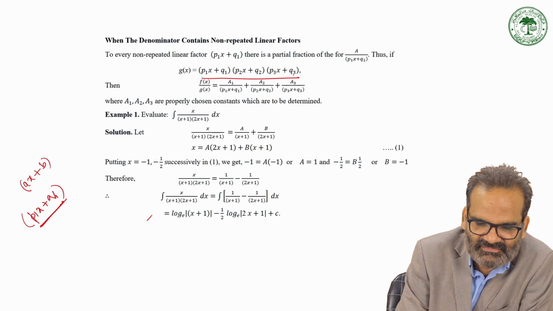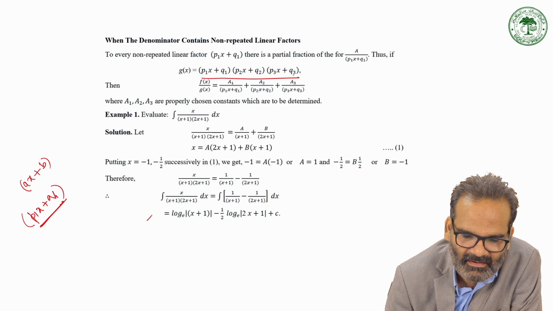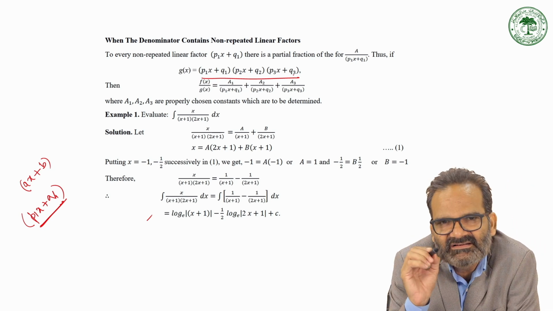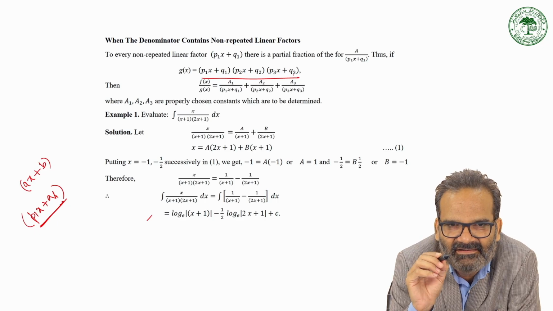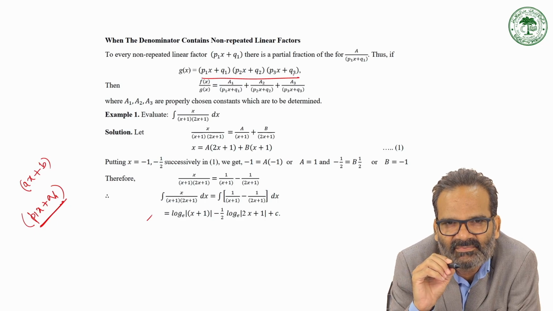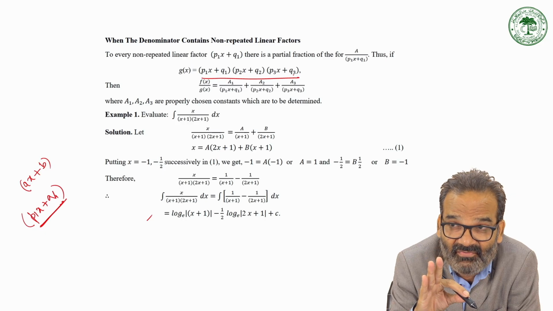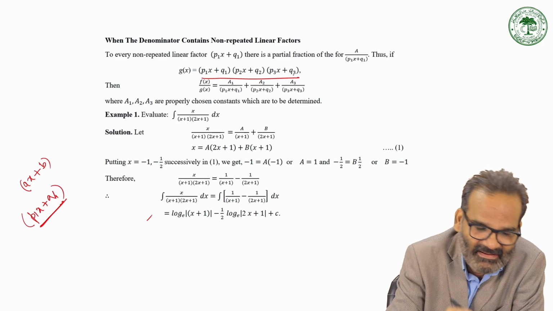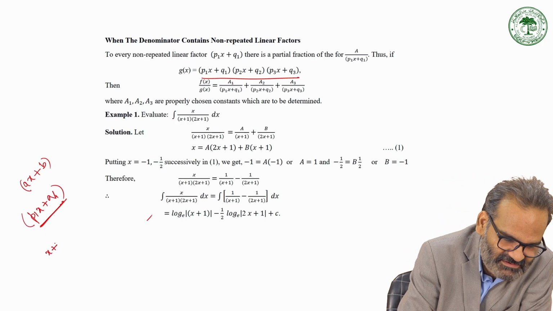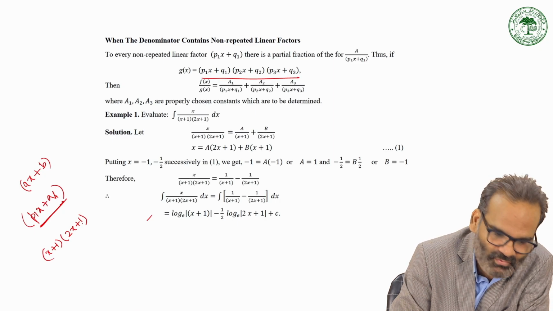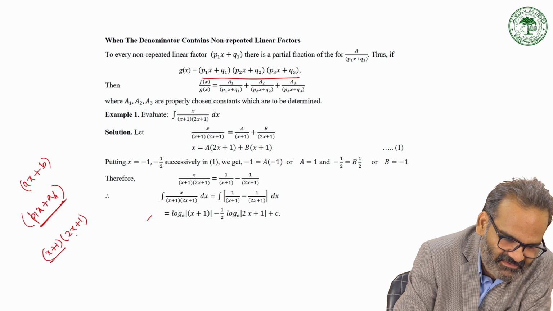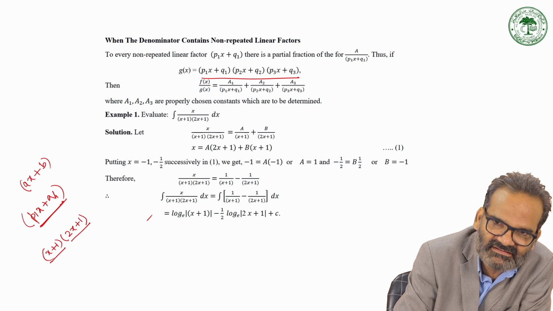Evaluate the function x upon (x plus 1) into (2x plus 1). See here, the numerator is x and the denominator is (x plus 1) and (2x plus 1). The denominator is already in factored form. If it is not in factored form, first you will have to find the factors, right? Be careful. It contains two factors, one is x plus 1 and the other is 2x plus 1. So one constant for this linear factor and another constant for this linear factor.